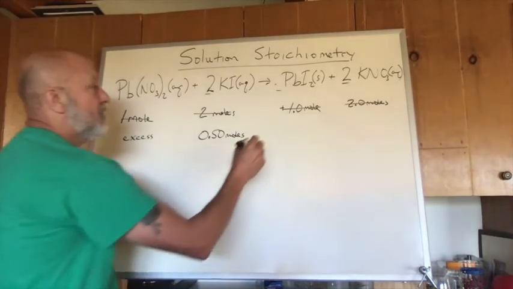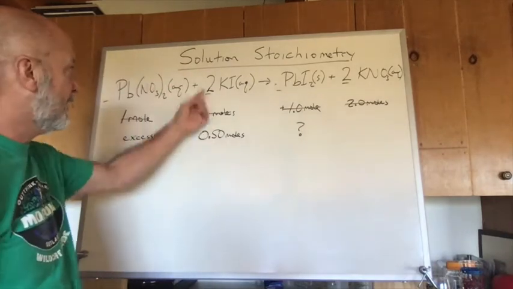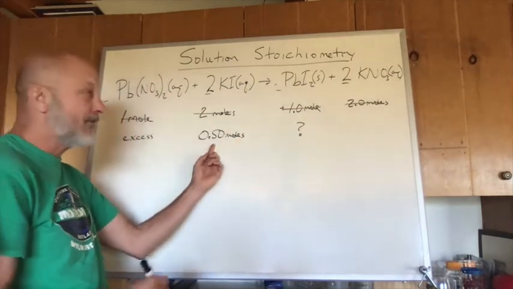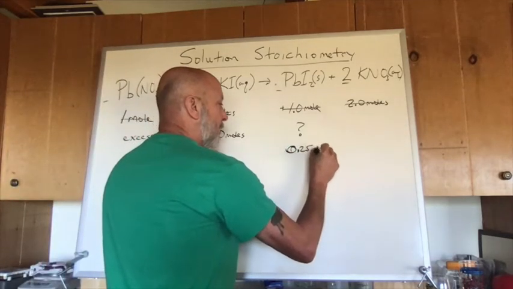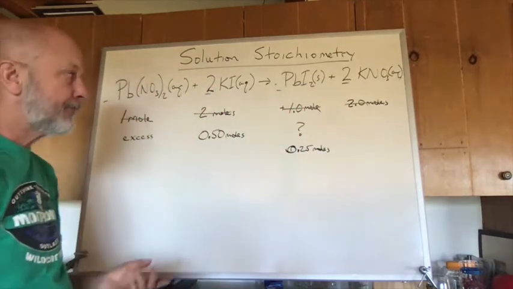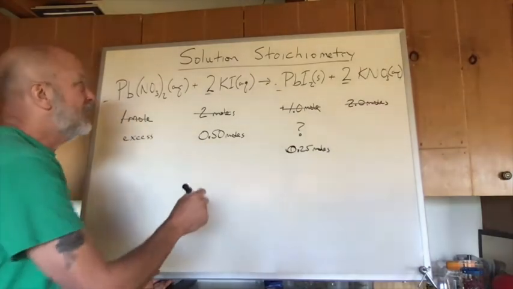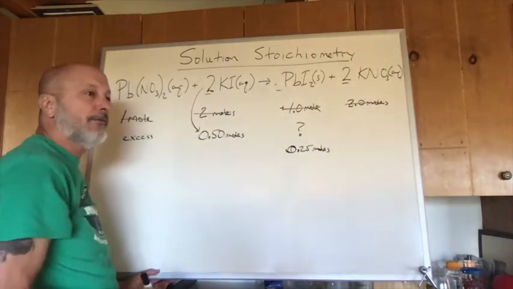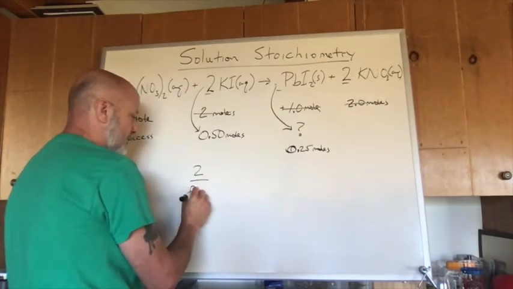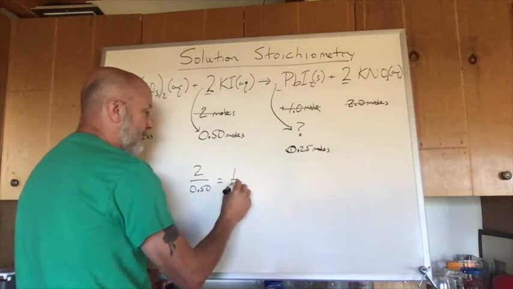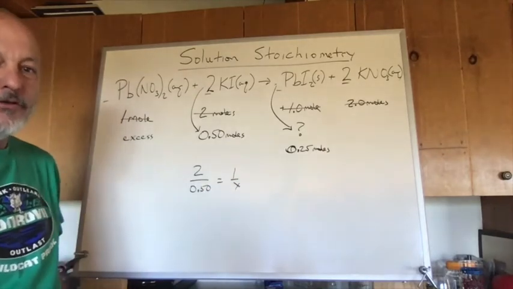Then how much lead 2 iodide will form? And we can do this one just in our heads, right? 2 is to 1, so half as much. What's half of this? 0.25 moles of lead 2 iodide will form. The other way to look at it, and we can set up a proportion when the numbers aren't as clean as this, 2 is to 0.50 as 1 is to x. When you cross multiply, solve for x, you will get 0.25.